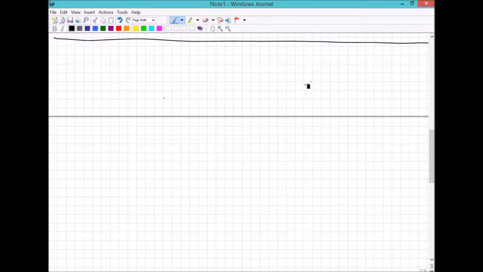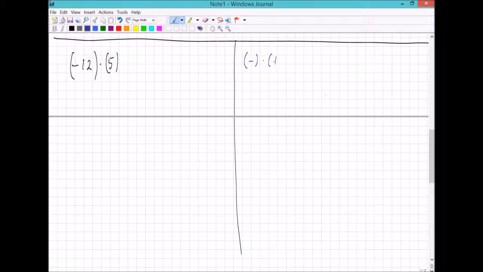Let's say that we have negative 12 times 5. So what is negative 12? Well, negative 12 is a negative number. What is 5? 5 is a positive. So for our justification, we would say negative times positive is equal to a negative number. And then we just do the arithmetic normally. 12 times 5 is 60, and because a negative times a positive is a negative, we would turn it into a negative 60.